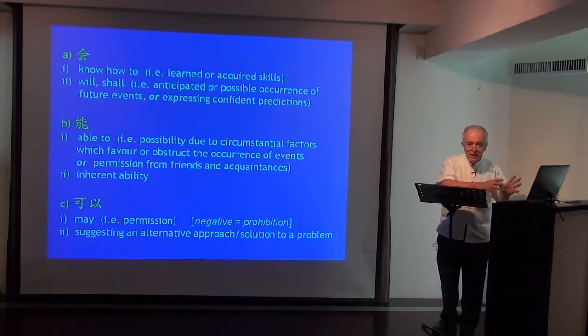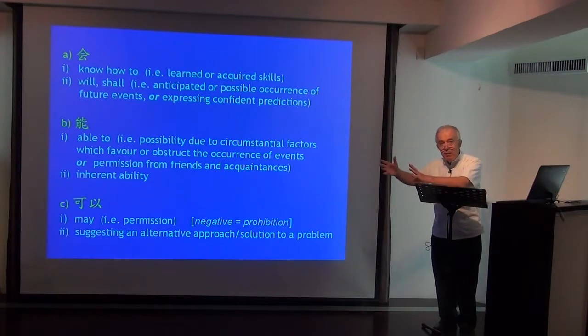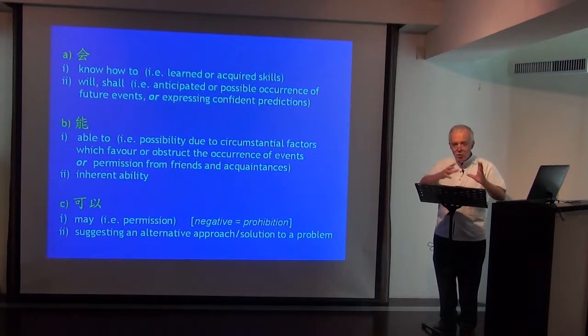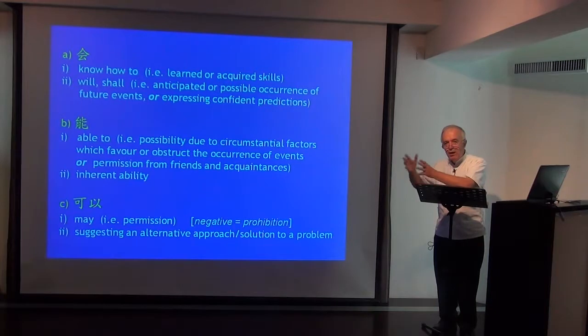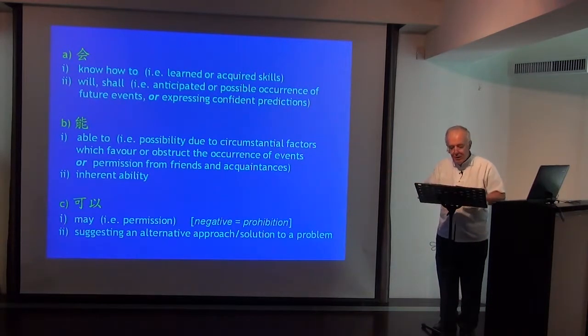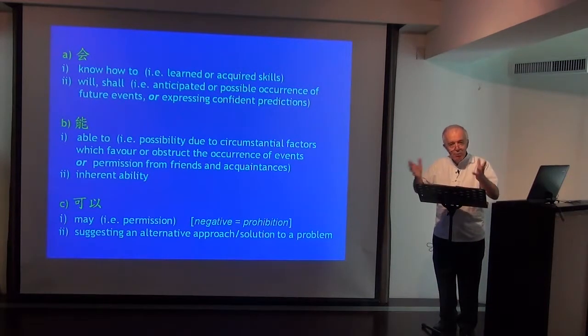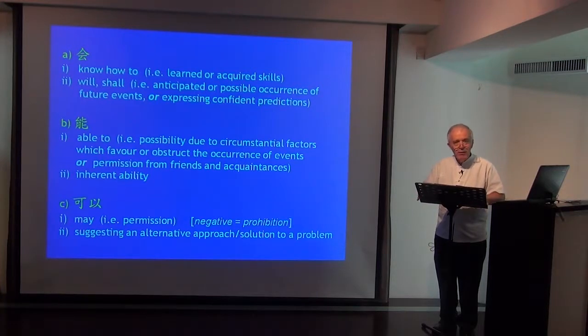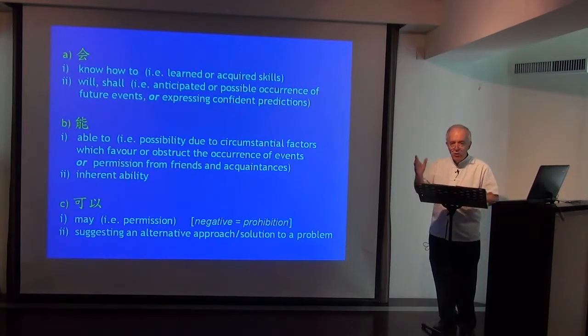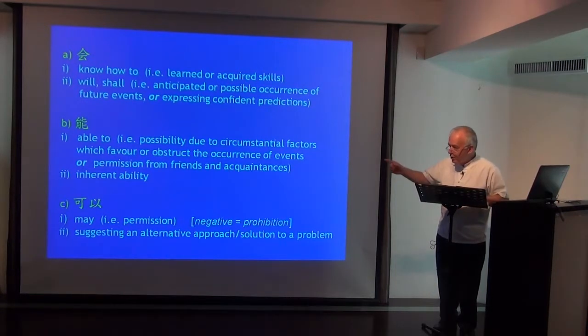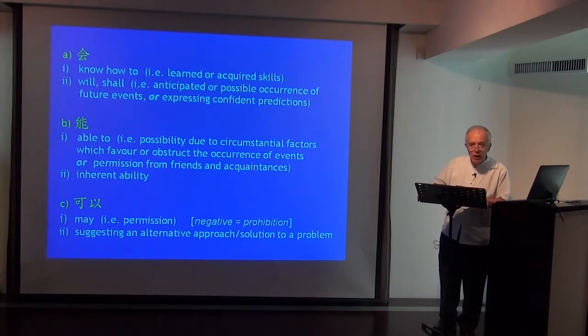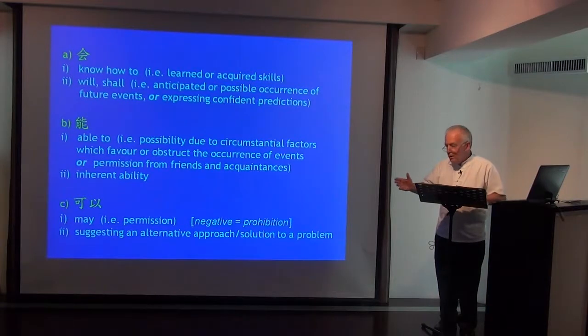Is it noisy here? 没有关系，我们可以到那边去. Okay? Too noisy here. It's okay. We can go over there. Or 你今天不方便来我家吗？没有关系，明天也可以来. You can come tomorrow. And so 可以 has these two different meanings. One of permission, the other of suggesting an alternative.